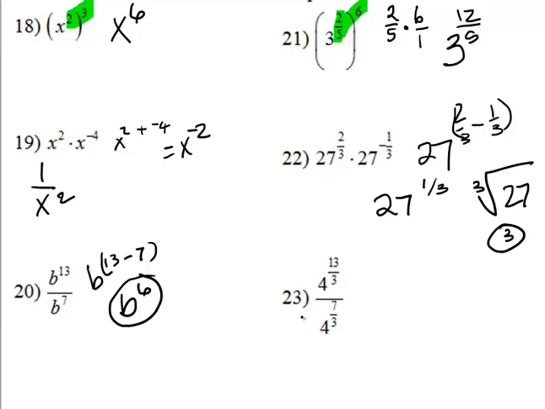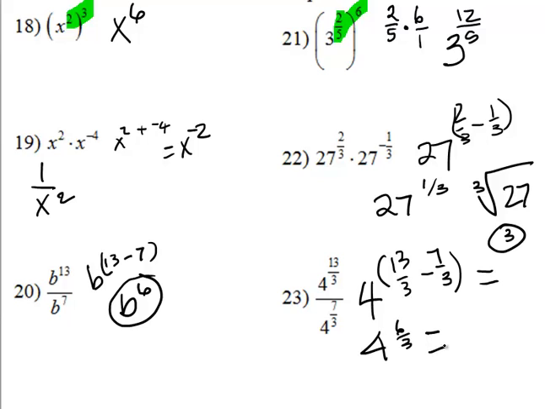Here I have same bases being divided, so I need to subtract fractions. Now up here I had common denominators, and I do here as well. So same base, this will be 4 to the 13 over 3 minus 7 over 3. That will equal 4 to the 6/3. Please simplify this. This will be 4 to the 2nd, and your final answer will be 16.